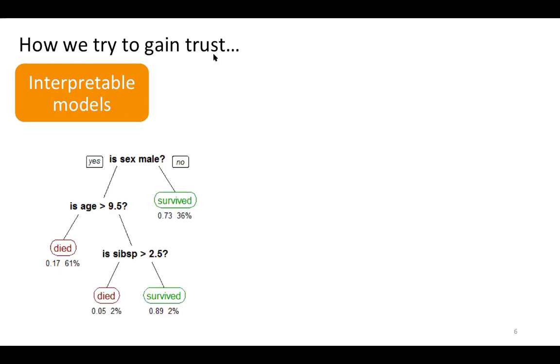So it's a very simple decision-making problem where you are asking if the sex is male. If it is no, then the decision is survived. If the age is larger than 9.5, then the decision is died. If somebody has a sibling with age 2.5, then the decision is mostly survived and a little bit tilted towards dying. Now the question is, okay, it's a good, interpretable model, but then what is the caveat?